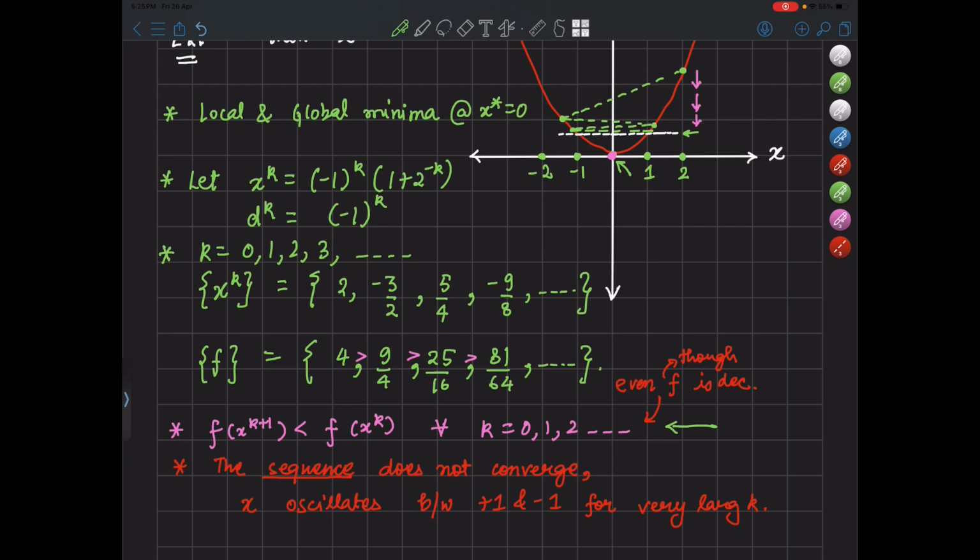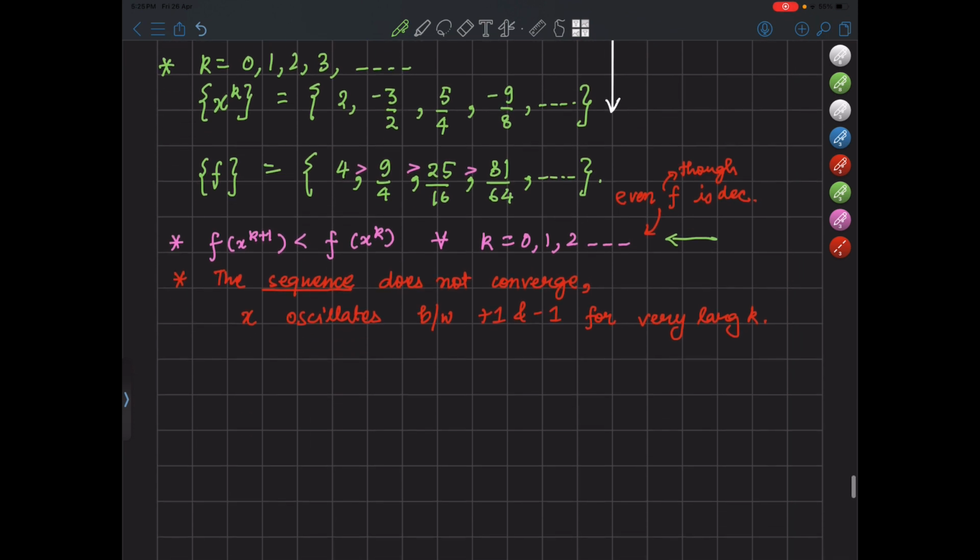So what was the problem here? Let's ask, why did it not converge? The problem was the small decrease in function value relative to step length.